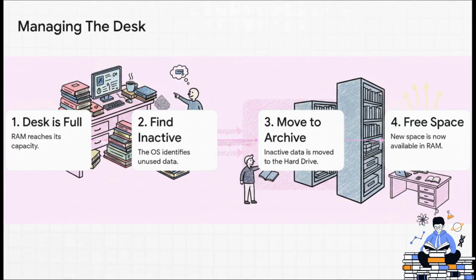So here's what our librarian does, thousands of times a second. First, the desk, your RAM, gets totally full. The librarian, our OS, looks around and spots some books and papers you haven't touched in a while. So it takes those inactive items and moves them down to the archives, the hard drive. And poof, just like that, there's new space on the desk. And if you need one of those old things back, no problem. The librarian just zips down to the archives and fetches it for you. This constant swapping is the secret sauce.